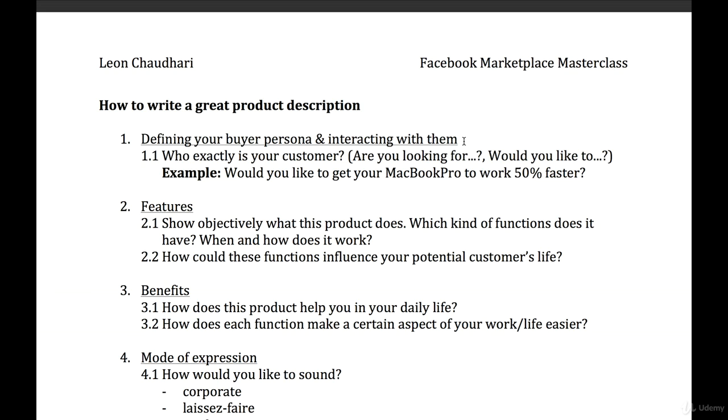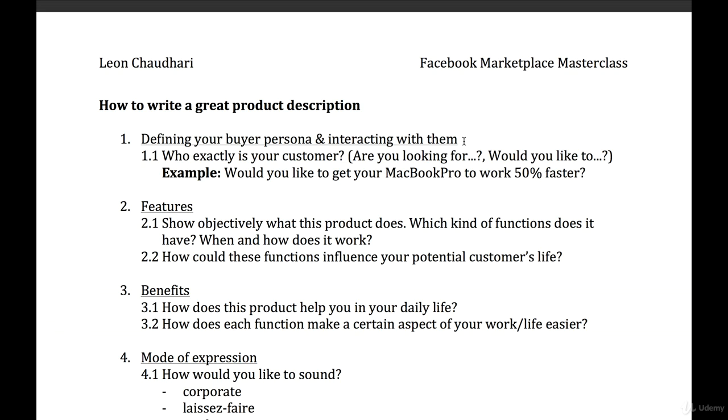So how does it make your potential customer's life easier? Which kind of functions does it have? When or how do they work? It's quite important to really state when exactly this function works, to be objective about what kind of functions are positive, to not name the things that are negative about the product, and really try to sell on the idea that people are looking for a certain thing that they want to be changed. So for instance, they are looking for a product which helps them to make their Mac faster. So that's how we target people. We only look for people who are looking for our product.